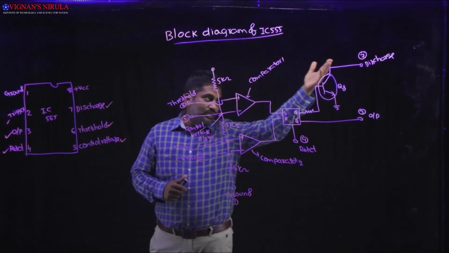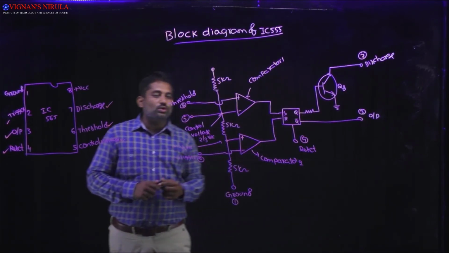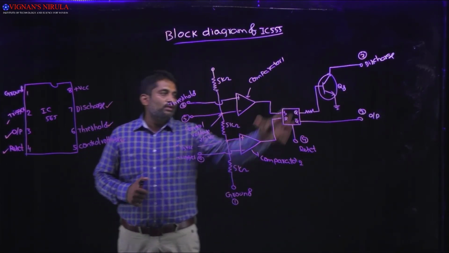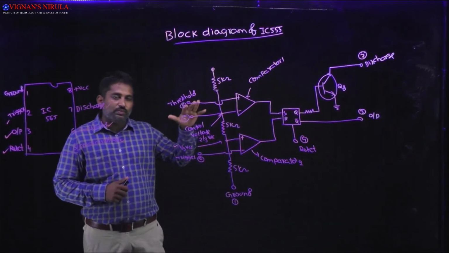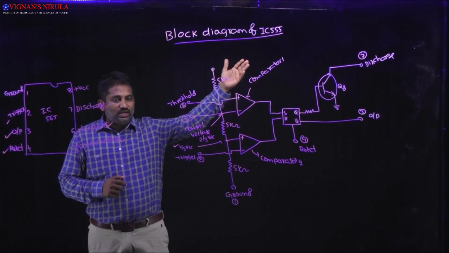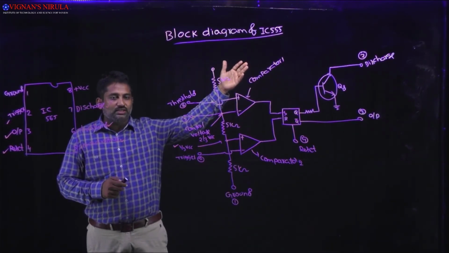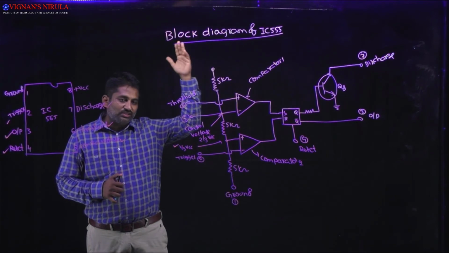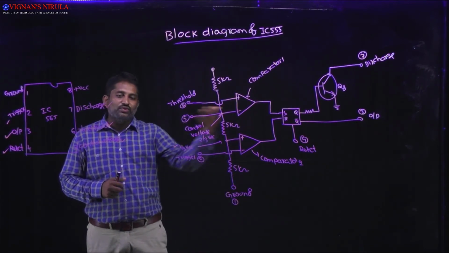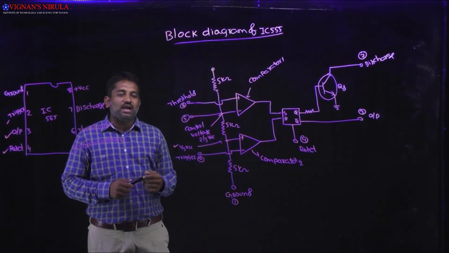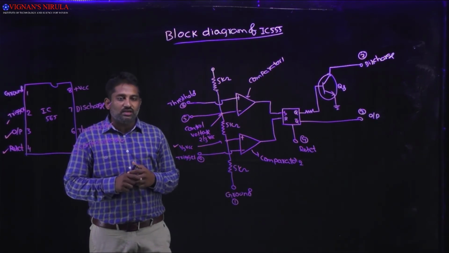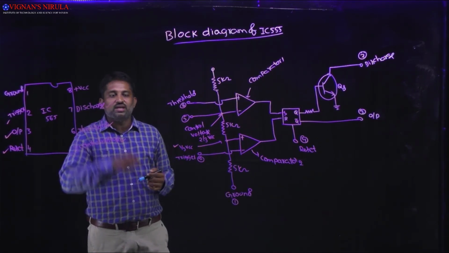sorry, that will be discharged. When Q is equal to 0, the QD transistor will be off. Then if you are connecting any external resistor and capacitor, that capacitor starts charging, which we have seen in the basic timing circuit. That is what we explained for the discharge.